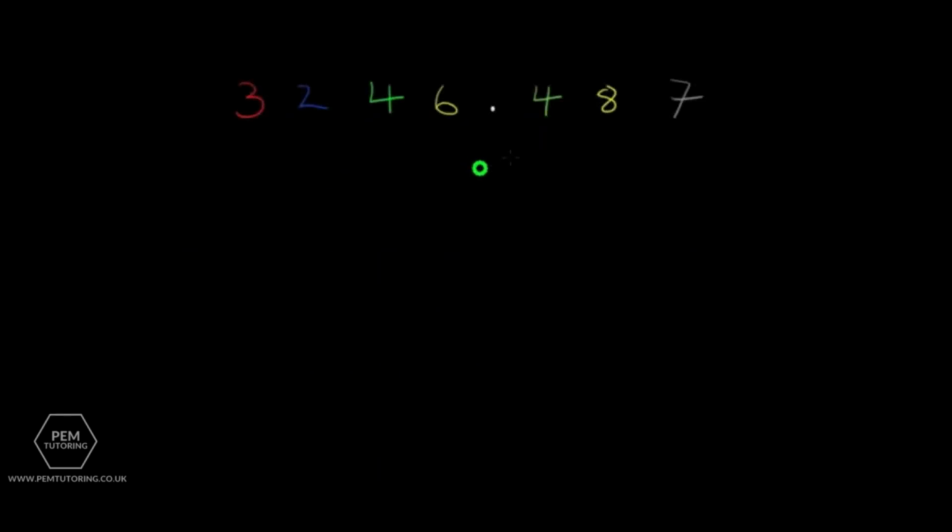So let's start labeling the place values. We have this number here, 3,246.487. The 6 here represents the ones, so that is the ones. This 4 here represents the tens, so we put a small t there, just to save us from having to write it out every time. So this place value represents the tens.